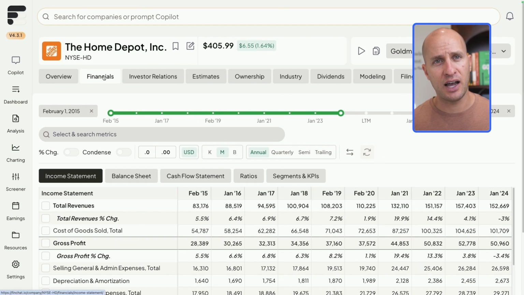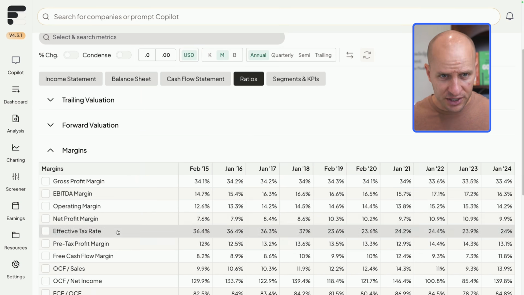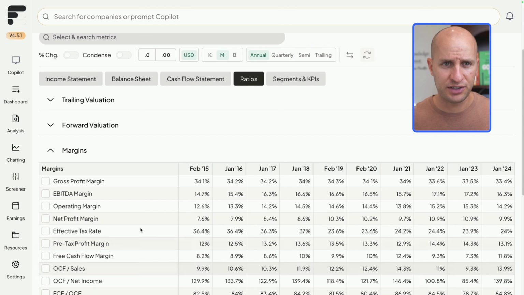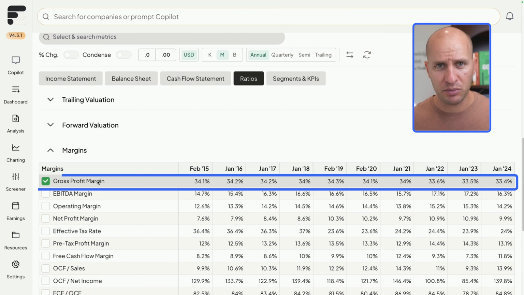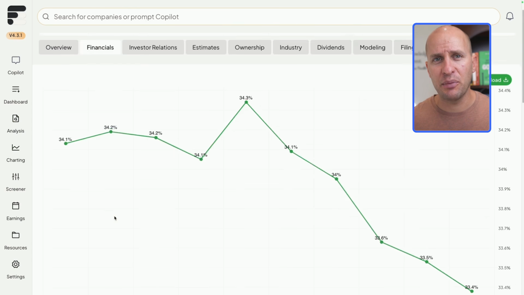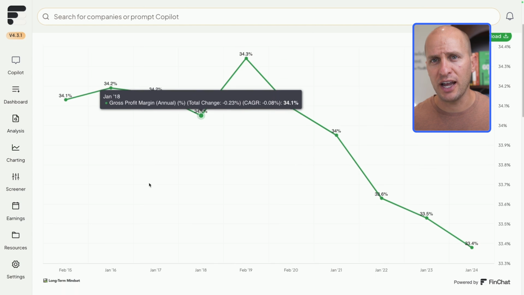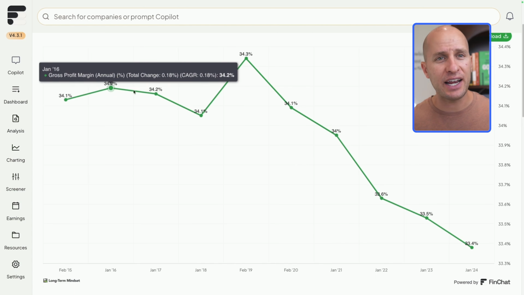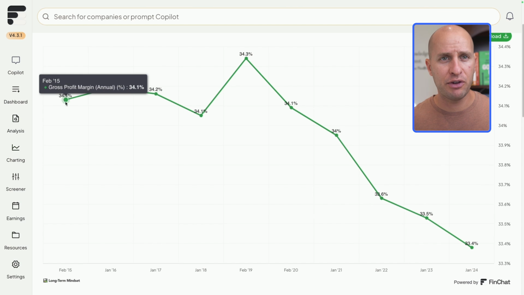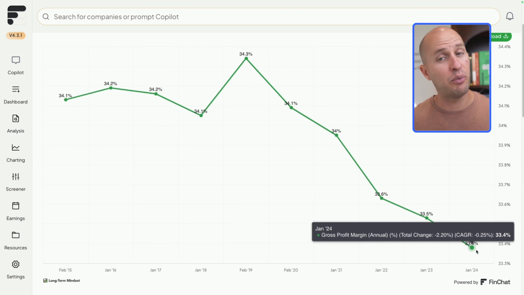Now, thankfully, there's no need to do any of these calculations yourself. You can use FinChat to do all of them. To do so, you simply click on Financials and then Ratios. Then we click on Margins, and here are the company's margins listed out. Now, if I click on the company's gross margin, we can actually see how the company's gross margin has trended over time. Notice that it has been declining over the last decade, from 34.1% down to 33.4% today.